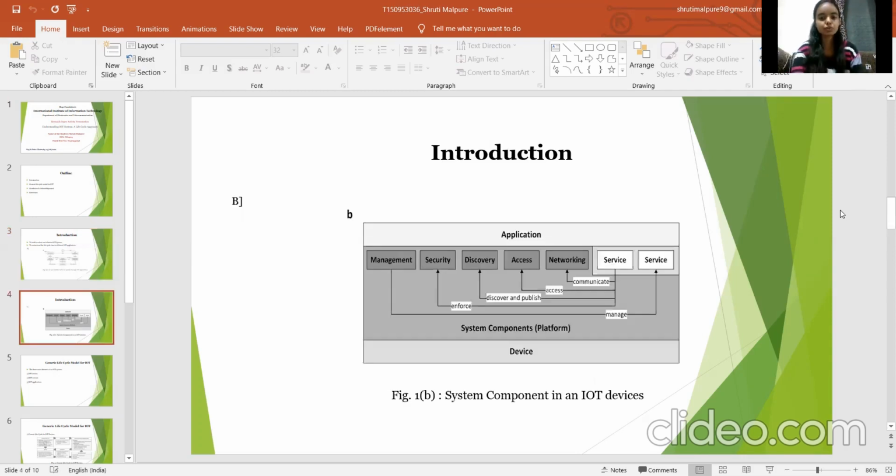The second figure shows the system components in IoT service, which includes management, security, discovery, access, and networking components. The management component manages the services and application and also monitors the system. Other system components are used by services and application to enforce security, discover, publish, and access service, and to communicate with other nodes and the networks.